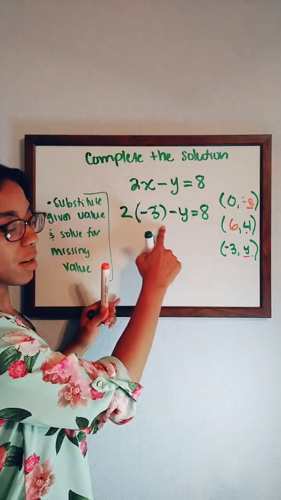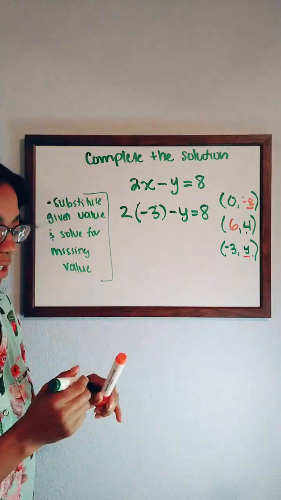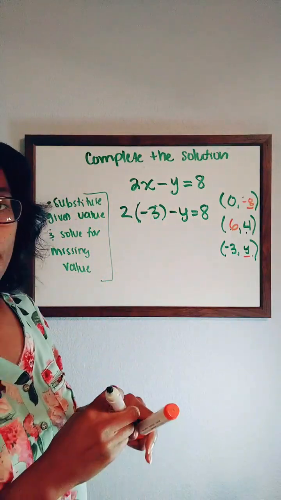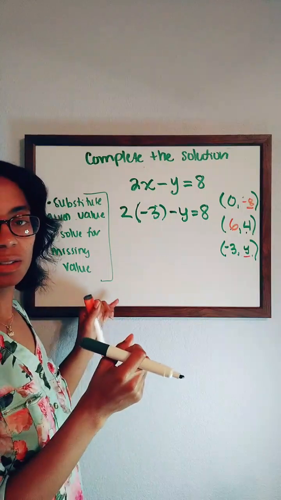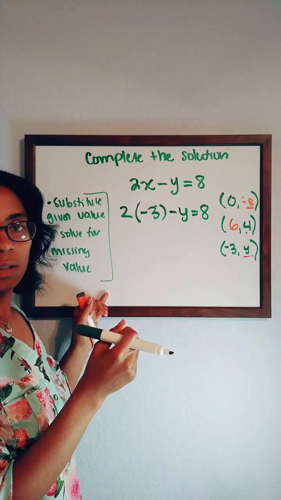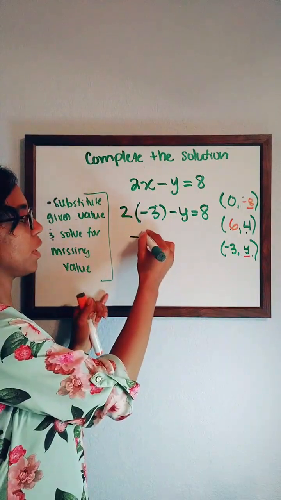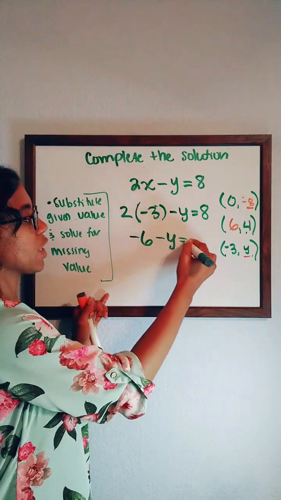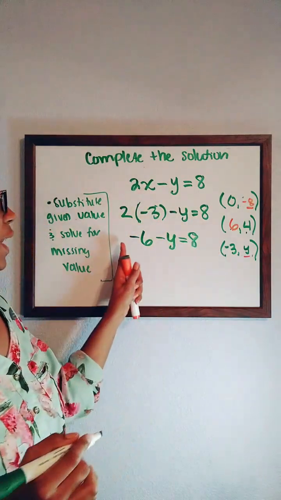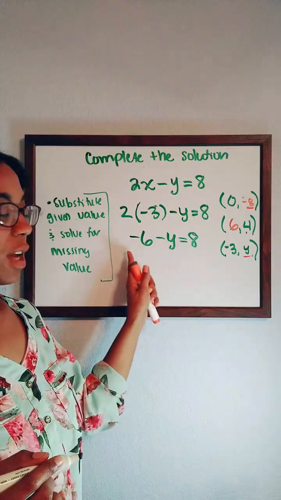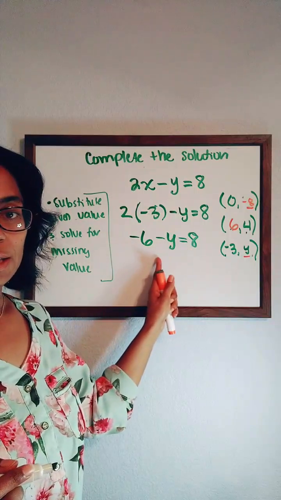2 times -3 minus y is equal to 8. So here I do 2 times -3, which gives me what? -6. -6 minus y is 8, okay? Now I have -6 minus y is 8. What do I need to do? Because I'm still trying to isolate this.